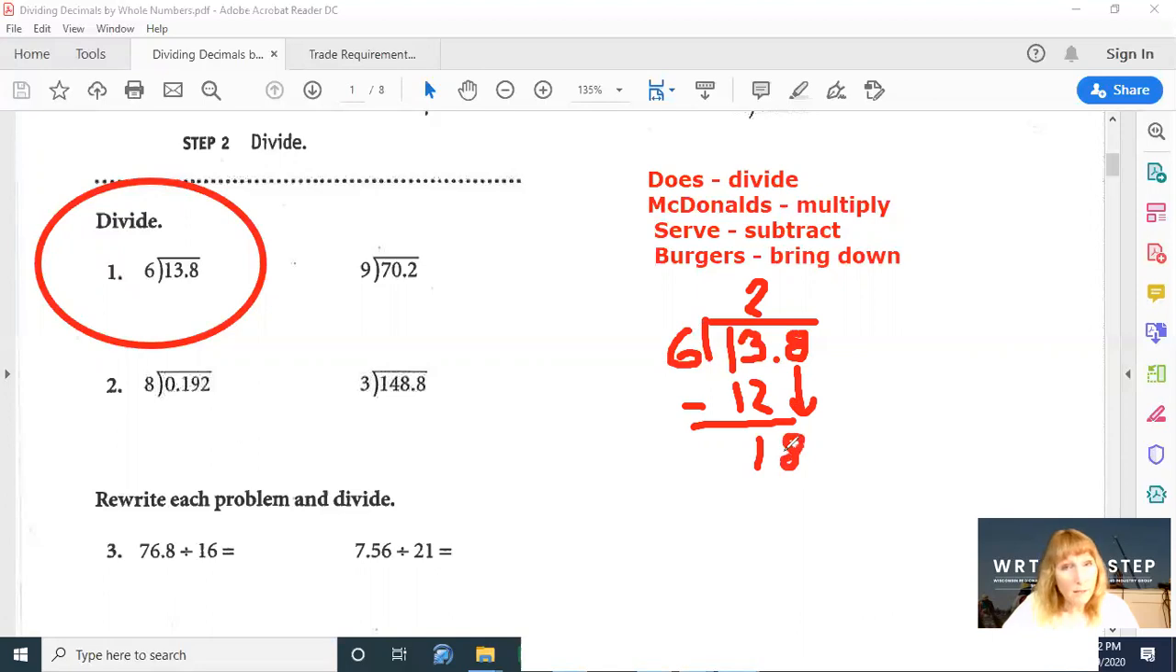6 goes into 18. I'm back to dividing again. Now I'm back to the does. 18 divided by 6 is 3, right? 3 times 6. Now I multiply. 3 times 6 is 18. Now I subtract. Does McDonald's serve? 18 minus 18 is 0. And there's nothing more to bring down, so I am finished. Except that I need to put my decimal right in the exact same spot of where it was in the original number. So my answer then is 2.3.